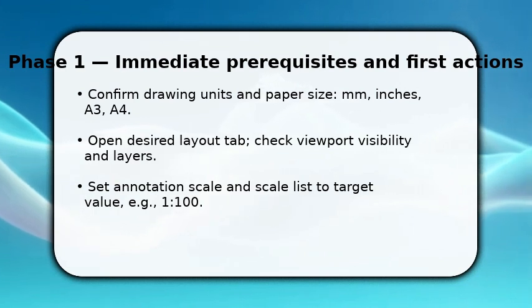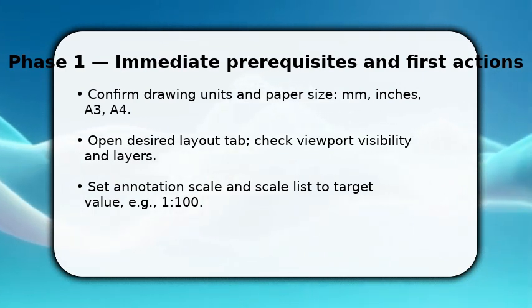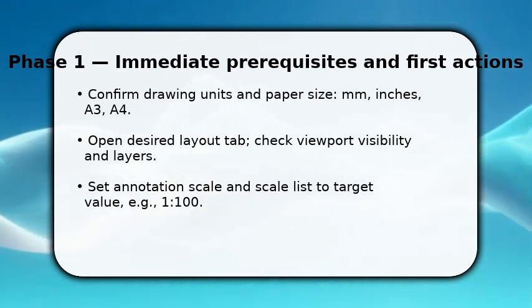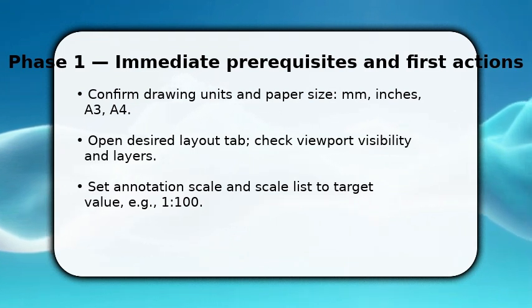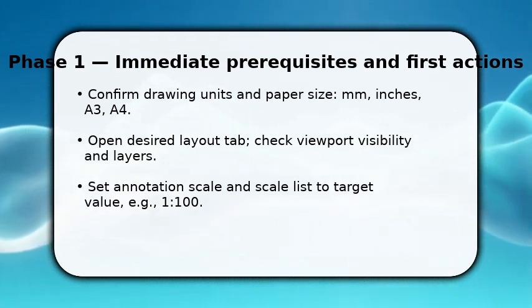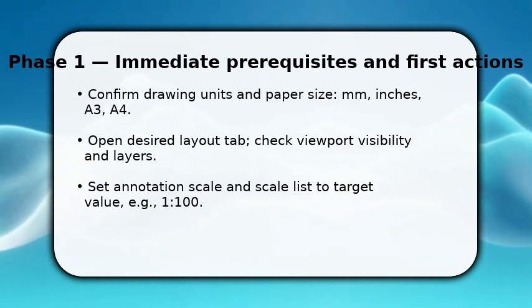Next, set the annotation scale to the target value. This tells AutoCAD how text and dimensions should appear. Make sure the scale is added to the drawing scale list. If it is missing, add it now so objects and annotative text will update correctly.